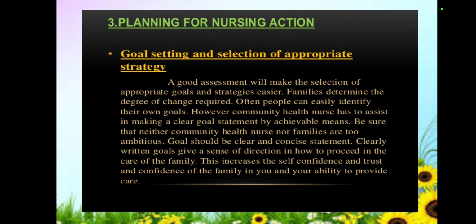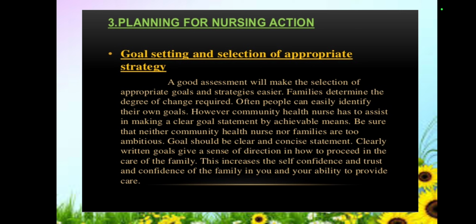Okay, so now for the planning, in the planning of nursing action, we have different steps, no? First step is to have a goal setting and selection of appropriate strategy. So, of course, we don't just plan randomly. First of all, we want to know what our goal is. Because if we don't know our goal, there is no direction or nowhere to go for what we want to happen.